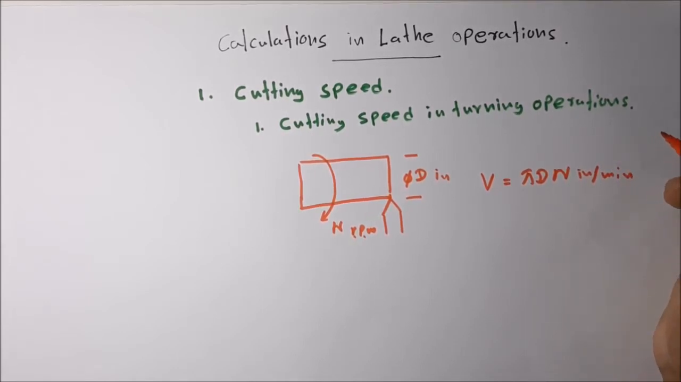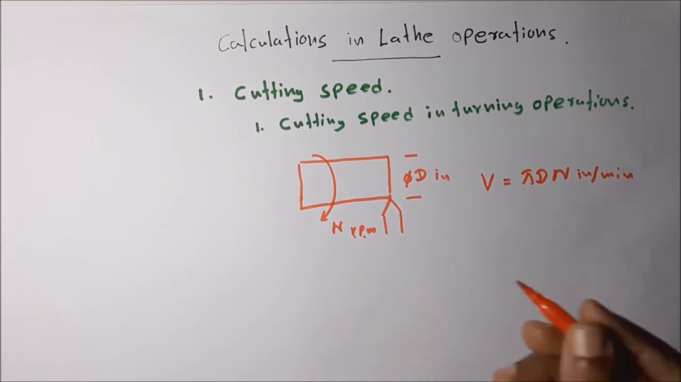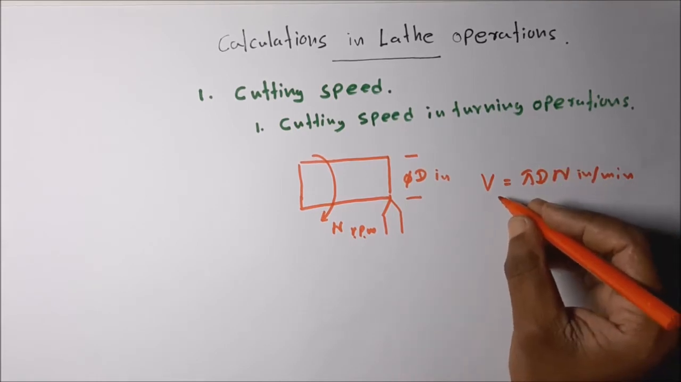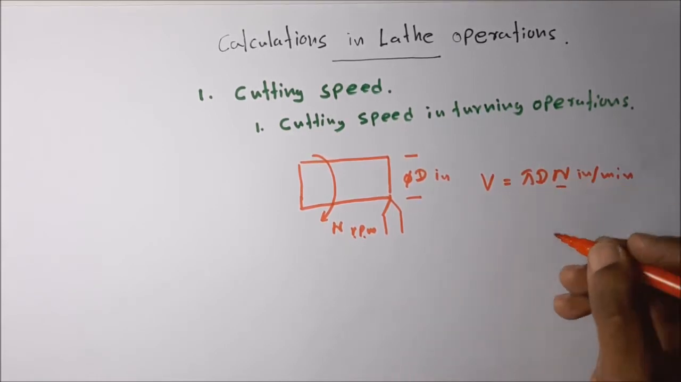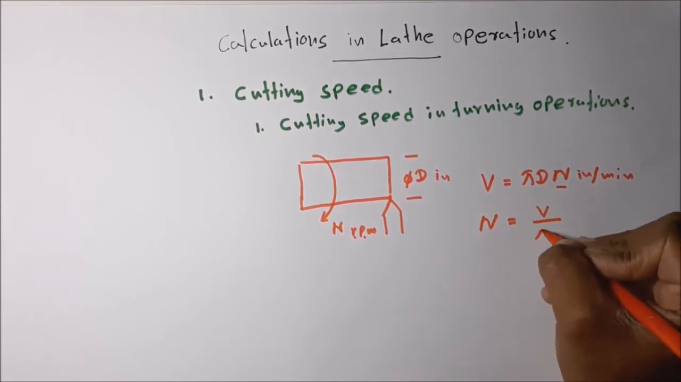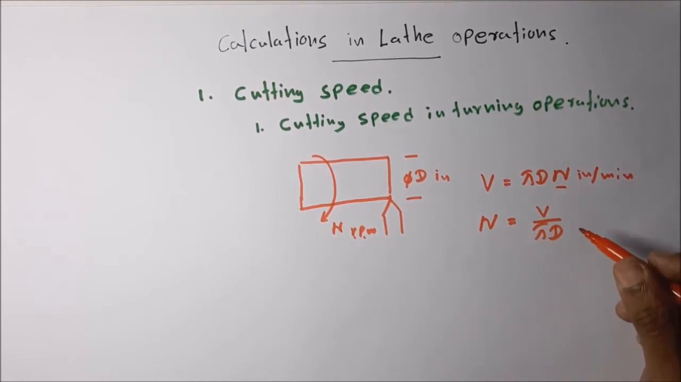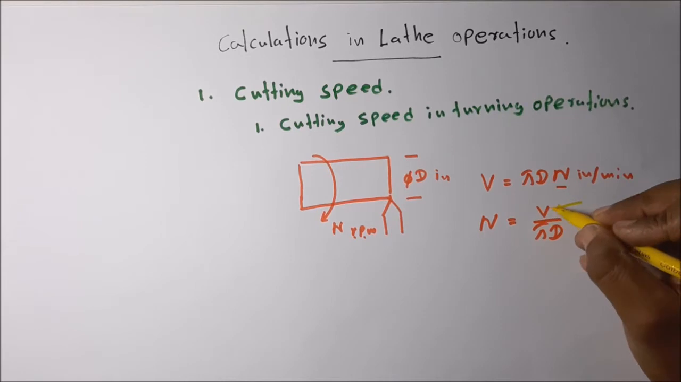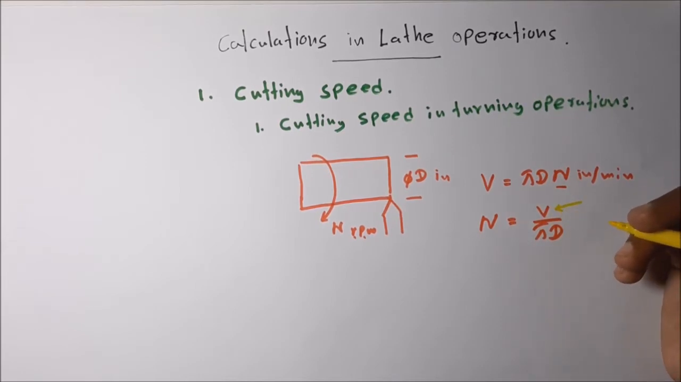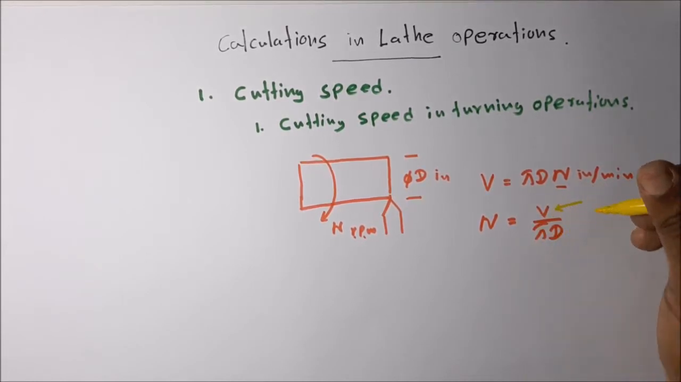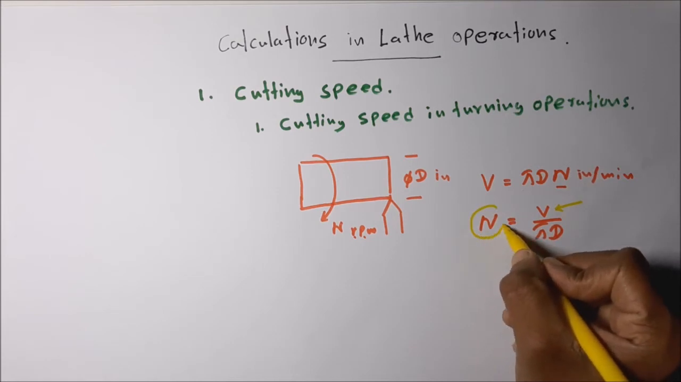Okay. Then secondly, we are going to calculate N, which is the important one. If we make N the subject, V divided by πD, we get this. Then this V we can take from the available chart. V is a known value, then D is a known value, then we have to calculate N.